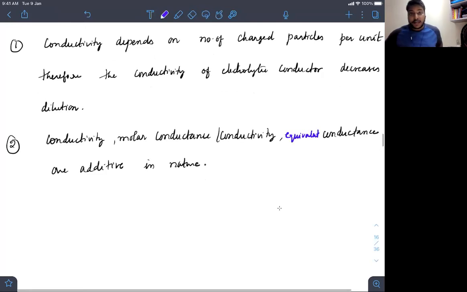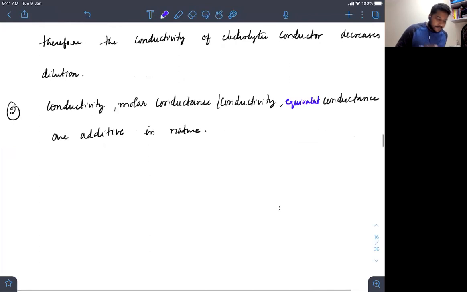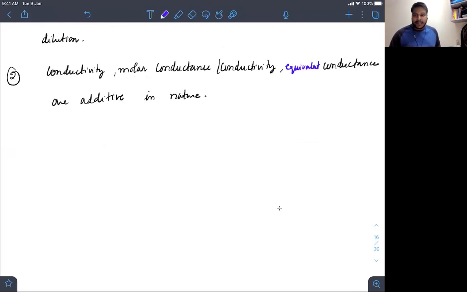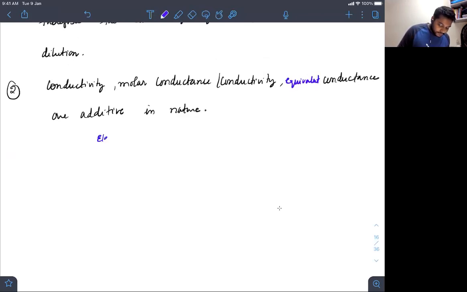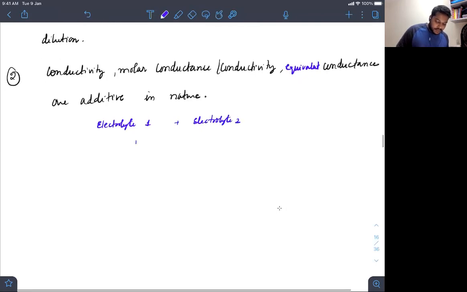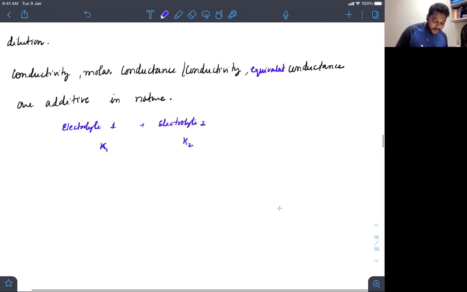Equivalent conductance, all are additive in nature, which means, for example, if I take 2 cells or 2 electrolytes and add them up, so I can say electrolyte 1 plus electrolyte 2. This one has conductivity kappa 1 (K1), this one has kappa 2 (K2). After mixing both, the resultant K will be equal to K1 plus K2.